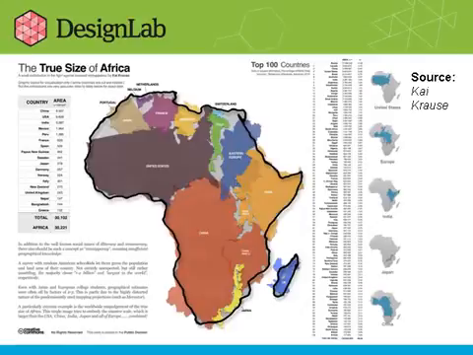It puts in stark relief, like, we don't have a good conception of how large the continent of Africa is. But it's also got a lot of deeper information that you have to look in and read further to understand some of the rich information that he's provided inside this infographic.